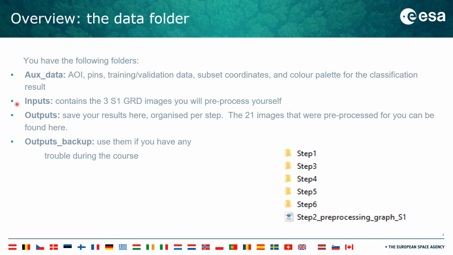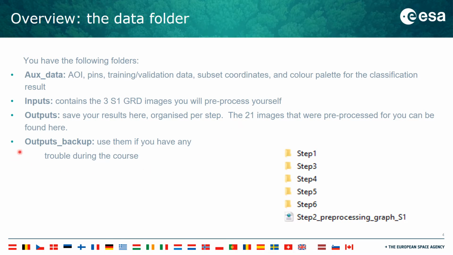And okay, then there is also the inputs folder. It has the 3 images that I told you in the slide before that you will pre-process yourself. And then there is the outputs folder. I advise you to save your things there. This is because normally, with such a long training, it can be easy to lose where we are saving our data and then we don't know anymore where to download them, right? So I advise you to just put everything in your outputs folder, and I also advise you, if you want, to organize by step like this so that you can always track what result corresponds to what. And you will also find the 21 images that I pre-processed for you here as well, okay?